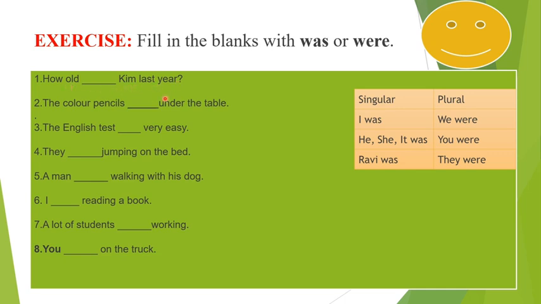So we know that now we are going to get all the sentences which are past tense sentences. So we use was and were when we talk about something which has already happened. So we are talking about Kim for last year, not for this year. So Kim is a name, right? It's a noun, singular noun. So with singular noun, what do we use? We use was. So we will say, how old was Kim last year?